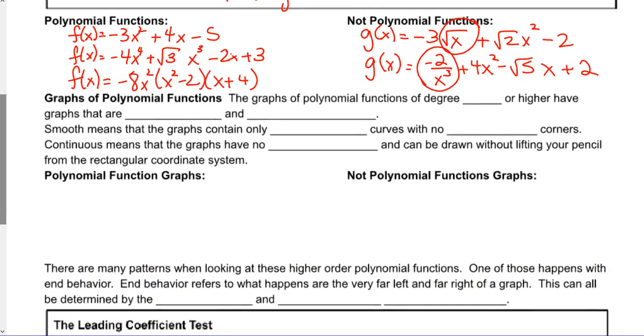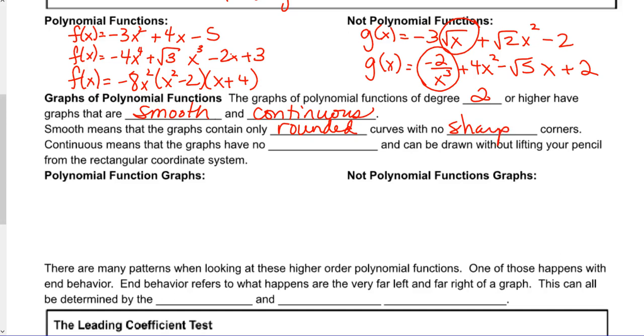Okay? Now, graphically, the graphs of polynomial functions of degree 2 or higher have graphs that are smooth and what we call in math continuous. When you get into calculus and such, continuous is a huge concept. And so smooth means that the graph contains only rounded curves, we should say, with no sharp corners.